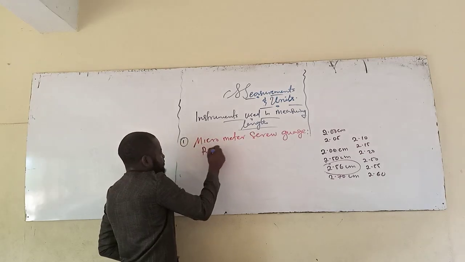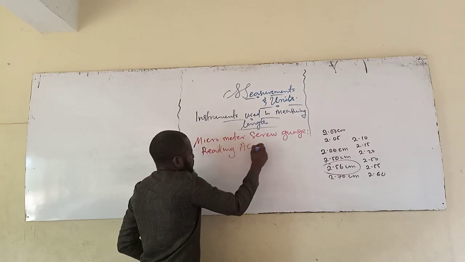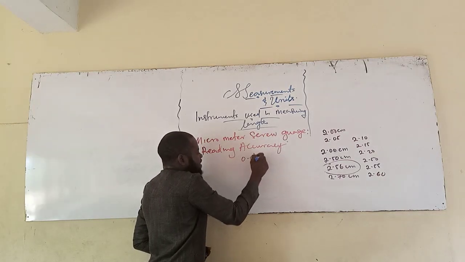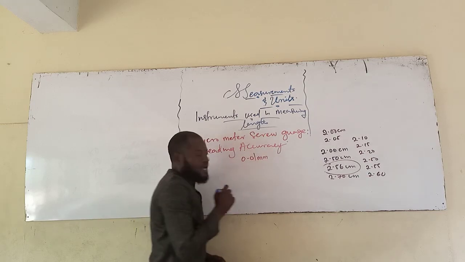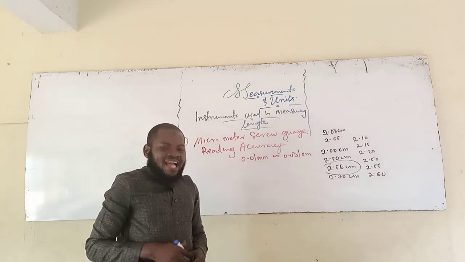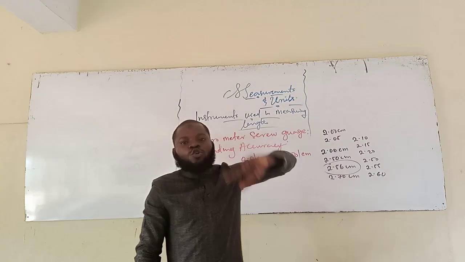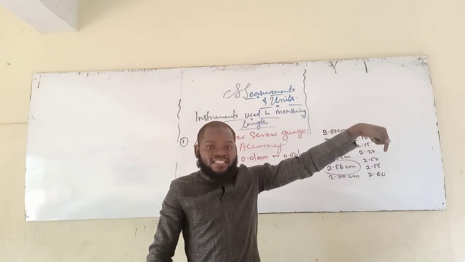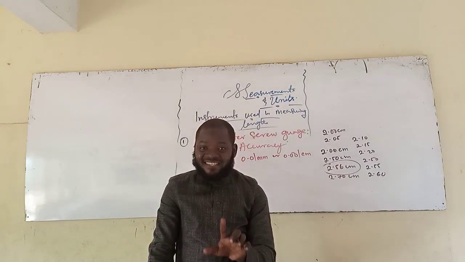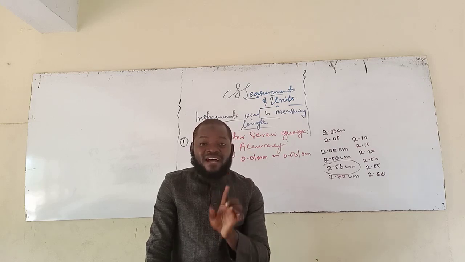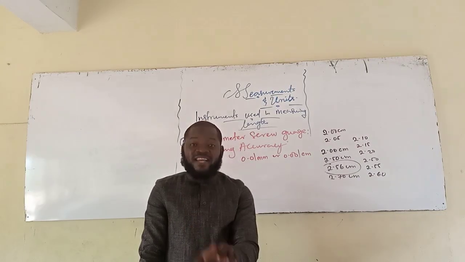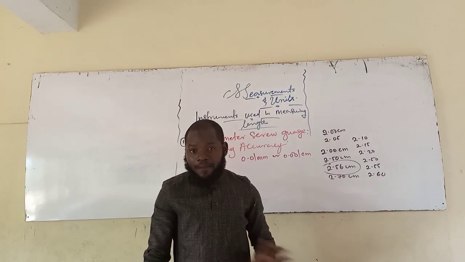What is now the reading accuracy? The reading accuracy for the micrometer screw gauge is 0.01 millimeter, or 0.001 centimeter. That's to tell you that the micrometer screw gauge measures to 3 decimal places in centimeter, but 2 decimal places in millimeter. Please watch out for these things. They are very important. The examiner can test you in any way on all these things. They can give you a reading and put it in the wrong decimal places. You should be able to fish it out. Am I making sense now?